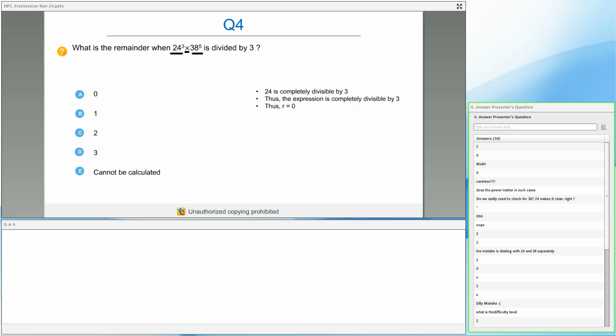And yes, we don't need to check. Somebody is asking, do we really need to check for 38? No, it does not. The reason I was asking you this question was because I know where you ended up making the mistake. So in this case, once you figure out that one of them is divisible, that's enough for you to conclude that the remainder will be 0. You don't need to do anything else. Yes, it is easy, but see, even if this was easy, 38% of you ended up making a mistake.